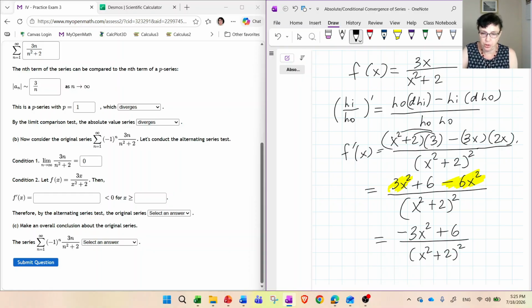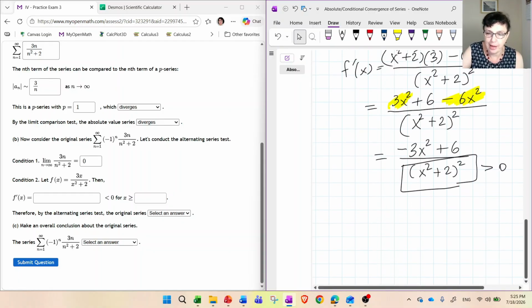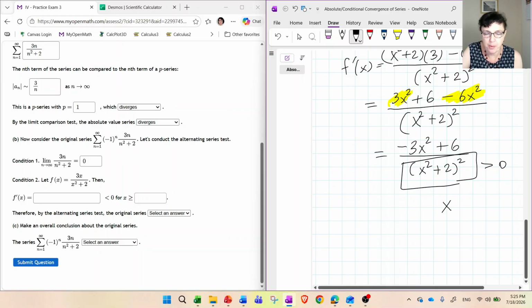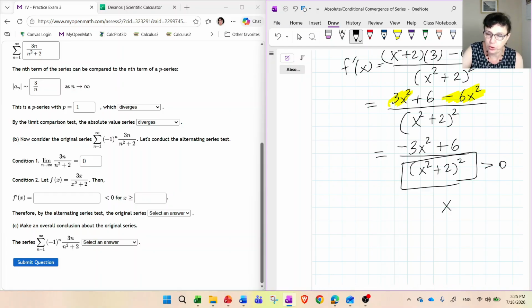So, like I was telling you, this guy is always positive. So I want to make sure that the top is negative at some point. Now remember, we're talking about series, so we're not talking about negative values of x. We're talking about x greater than or equal to some number. Really doesn't matter if it's 1. It doesn't have to be 1. But at some point, this should work.